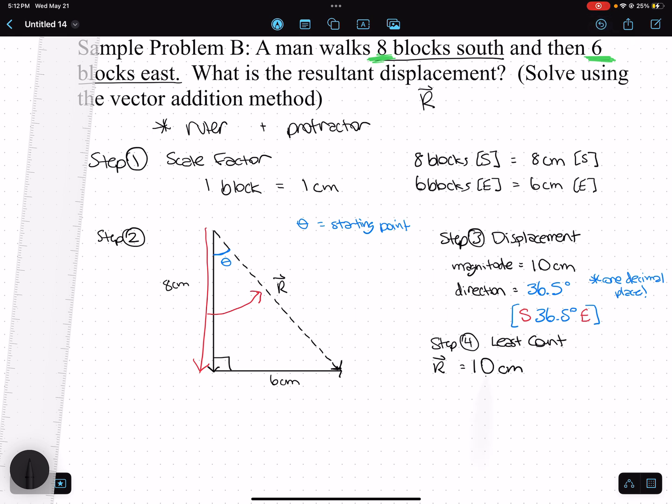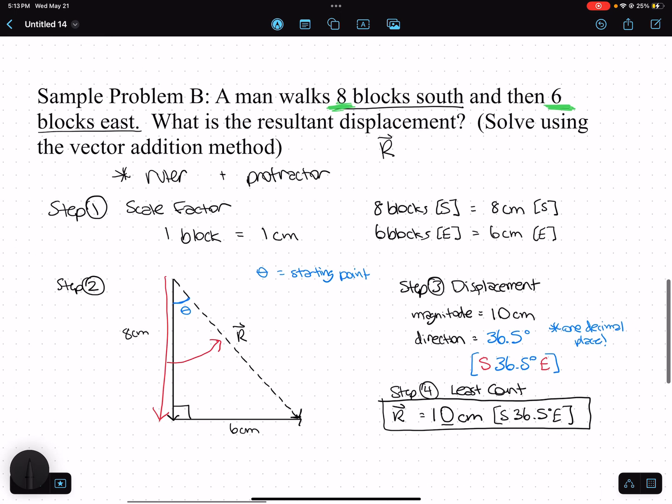So all we have to do is underline, or we can put a decimal, either or. So we are going to say 10 centimeters south, 36.5, 1 decimal place, towards the east. And that is my final displacement. Now, these questions get really messy. So if you love me at all, please box your answer, circle your answer, do something so that it's easy for me to find your final answer.